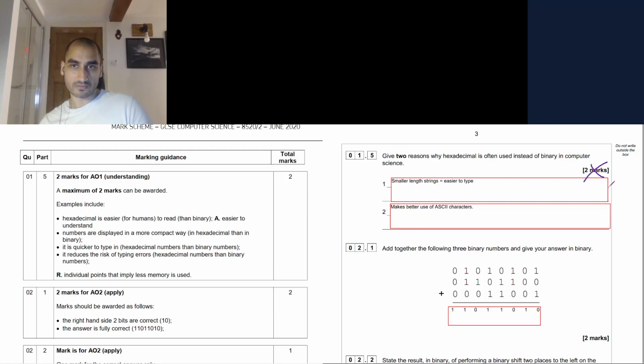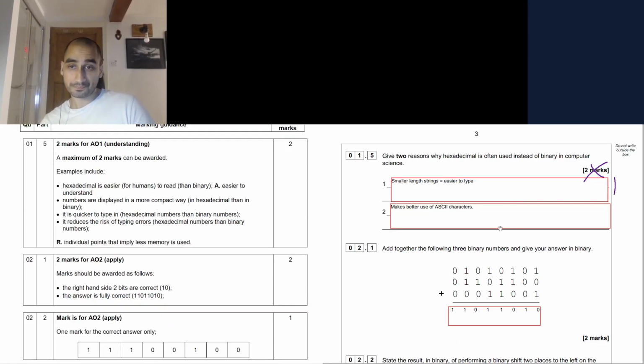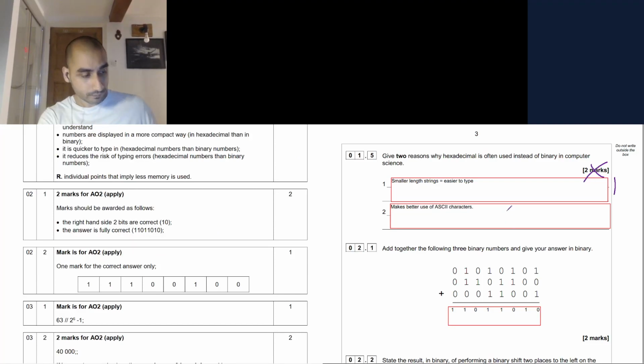Clearly that second thing I wrote doesn't match anything they've said, but really they wanted you to just say smaller length strings, but say it in 2 different ways. That's what they were asking here. It's stupid, really. Okay. But that's GCSE. Let me just record how many marks I've lost. See, you gotta know what they're looking for. That's the key. That's what teachers teach you. That's what good teachers teach you. Alright, lost 1 mark.